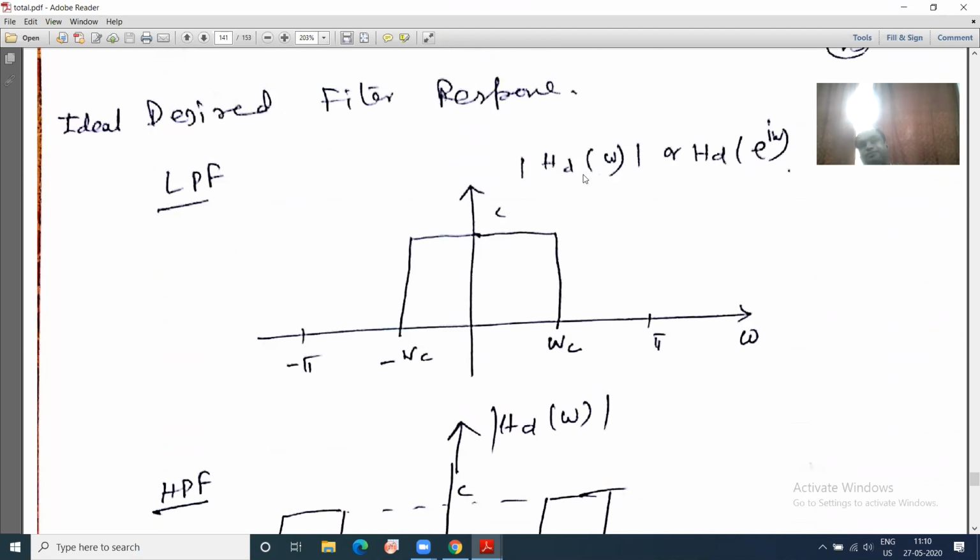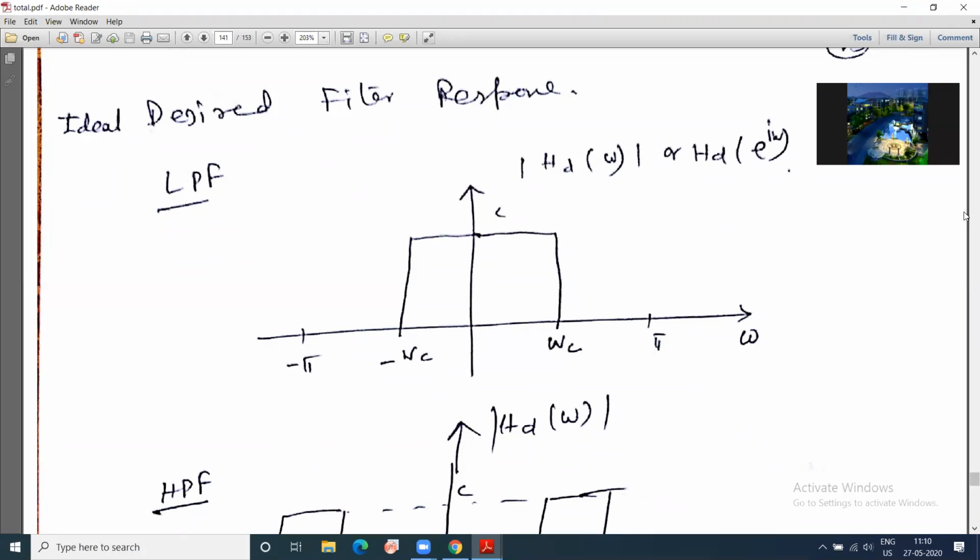Now, we will assume some linear phase, e to the power of minus j alpha omega, alpha equal to (N minus 1) by 2. So in general, Hd of omega will be the magnitude times e to the power of minus j alpha omega. Agreed? So the magnitude will be 1 over minus omega c to plus omega c, but the phase is e to the power of minus j alpha omega, alpha equal to (N minus 1) by 2.